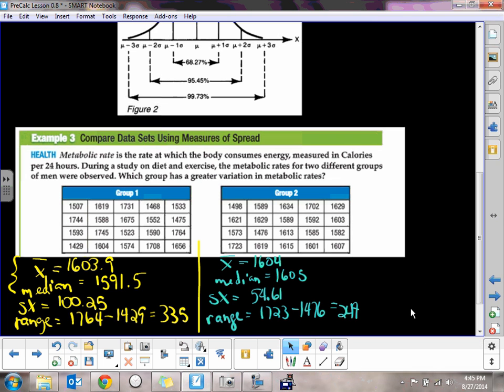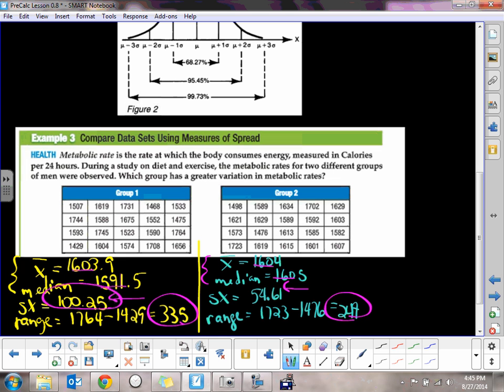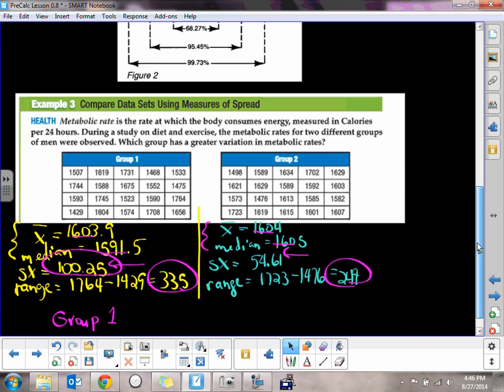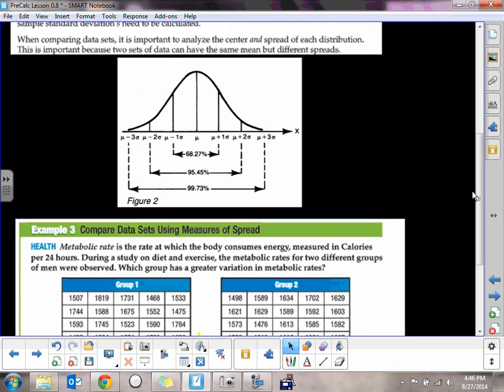Even though our measures of central tendency are relatively the same, awfully close in mean, awfully close in median, if you look at your standard deviation, 100 versus 54, the group that has a greater spread or greater distance from average is group 1, and it also has a larger range between its highest and lowest metabolic rate. So which group has a greater variation in metabolic rates? It's definitely group 1. Group 1 will take the cake because of its range being higher and because of its standard deviation.